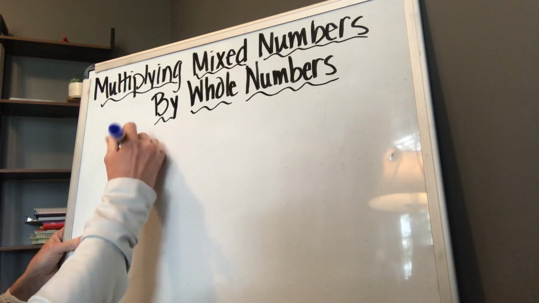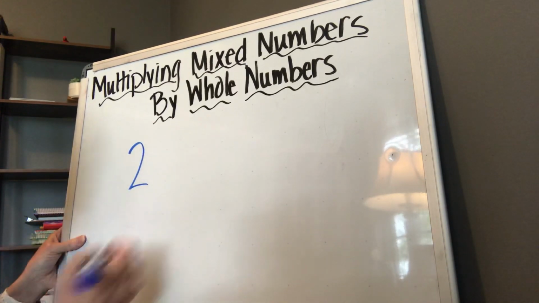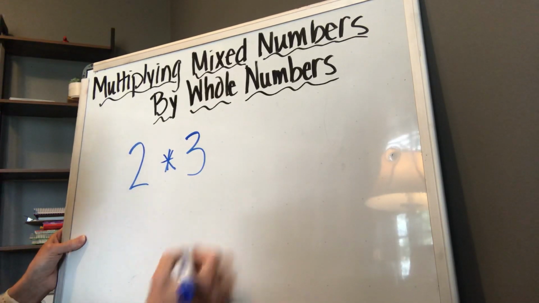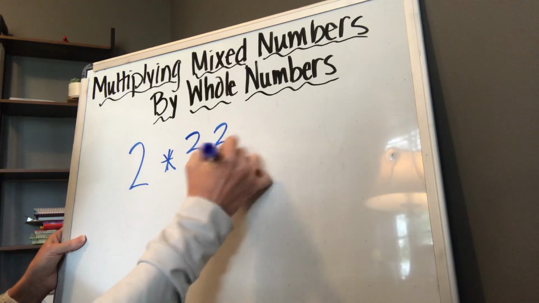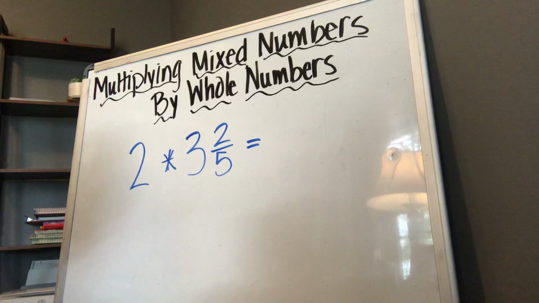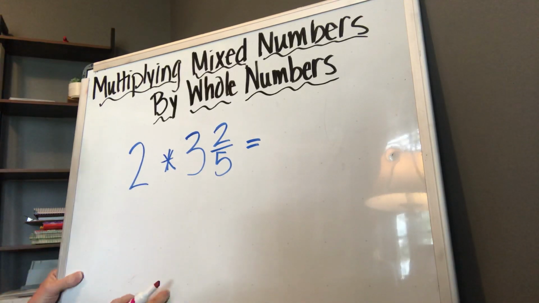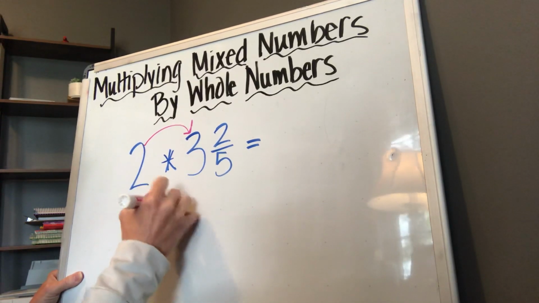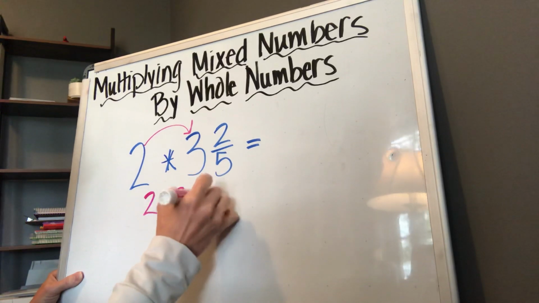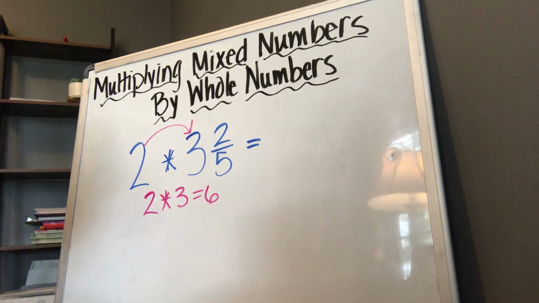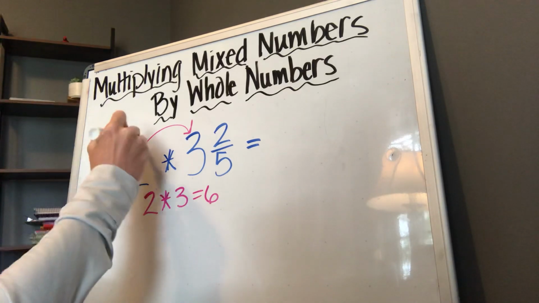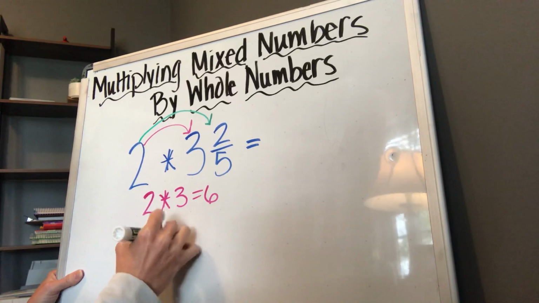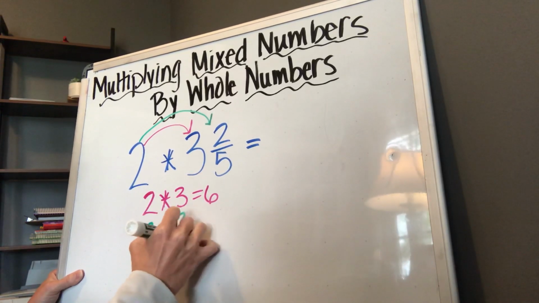For the first problem, we're going to multiply 2 times 3 and 2/5. When solving this problem, first I would start by multiplying my 2 times my whole number. So first 2 times 3 equals 6. Then I would multiply my 2 times my fraction. So 2 times 2/5.